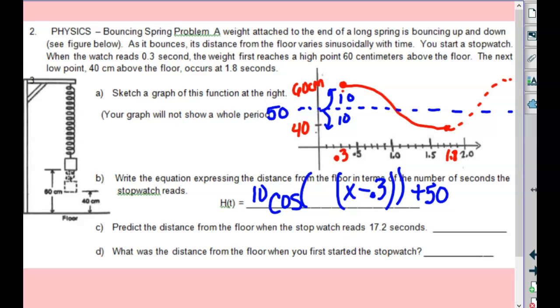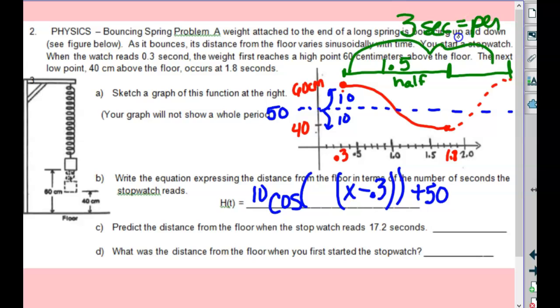If it started at 0.3 and half a period was to 1.8, how long of a time did that take? 1.5, but that's only half a period. So the whole period would be 3 seconds. Yes. If the period is 3 seconds, then B is going to be 2 pi over 3.